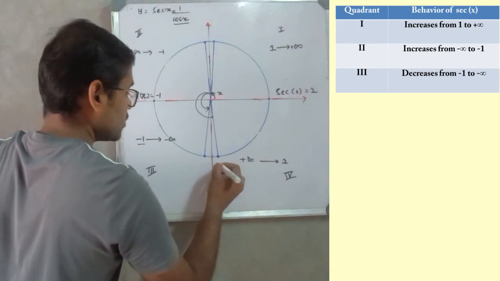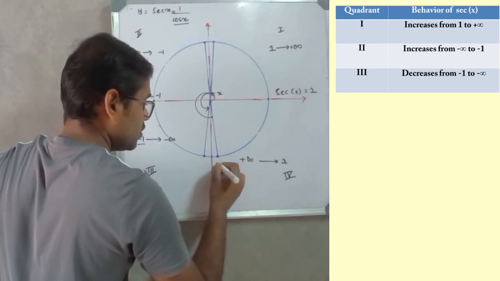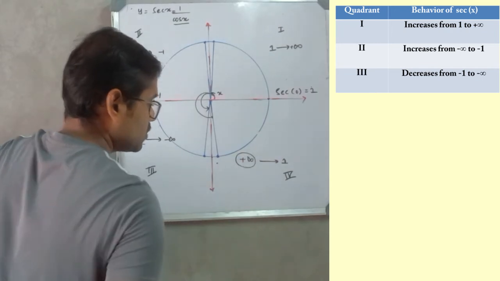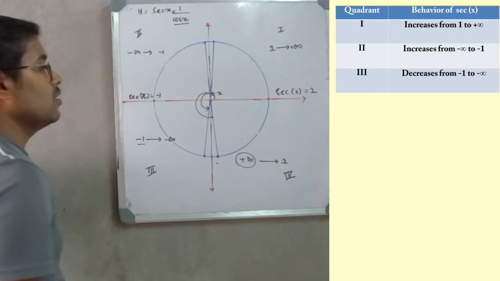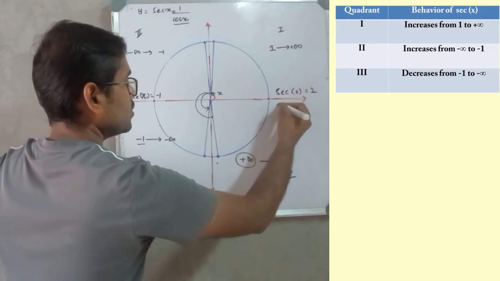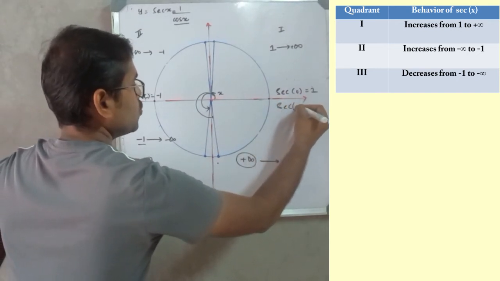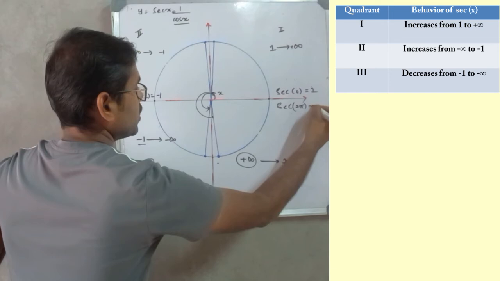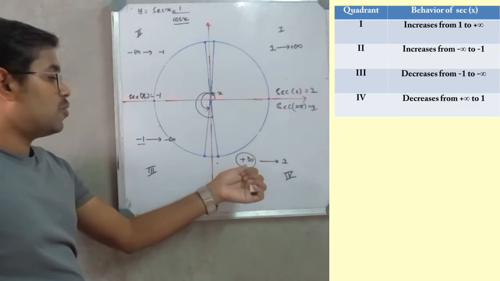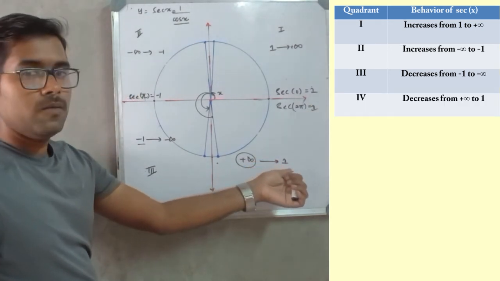So here the value of sec x will be very large positive number, or else I can say it is closer to positive infinity. And at x is equal to 2 pi, sec 2 pi is again 1. So it decreases from positive infinity to 1.